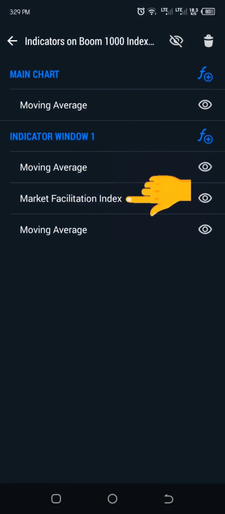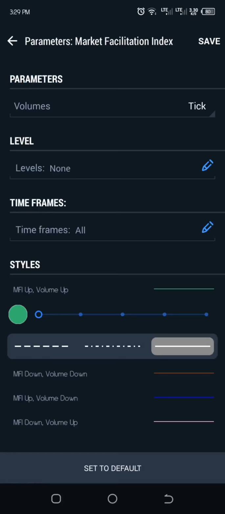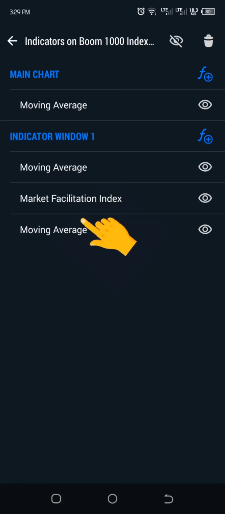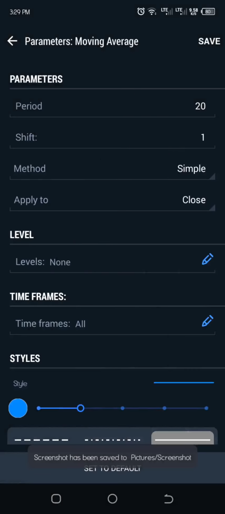Now to the next indicator, which is the market facilitation index. As you add this up, you click on this indicator window 1, search for MFI, and these are the parameters. The volume is tick, and for the style, use any color of your choice and click on save. Now to the next indicator, which is the moving average. You add this up, we click on this indicator window 1 plus as well. Now for the second moving average, the period is 20, shift is 1, method is simple, apply to close, and for the style, use any color of your choice and click on save. And those are the settings we are going to be using for this strategy.